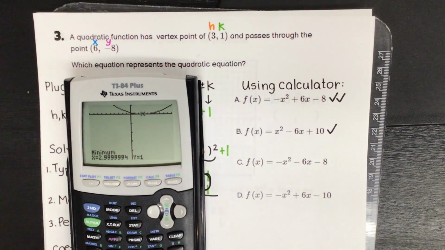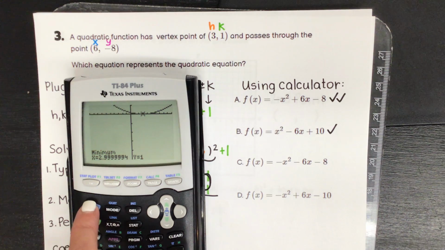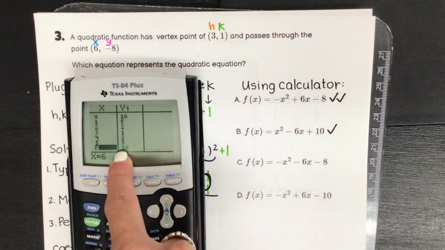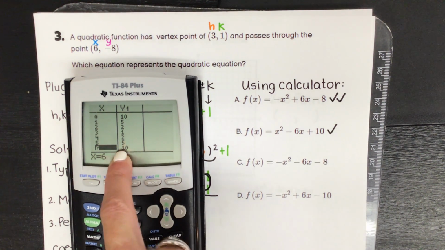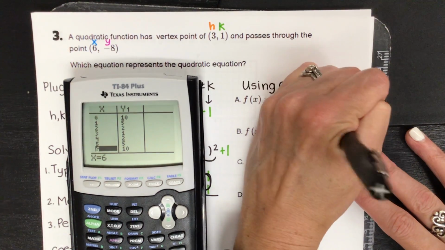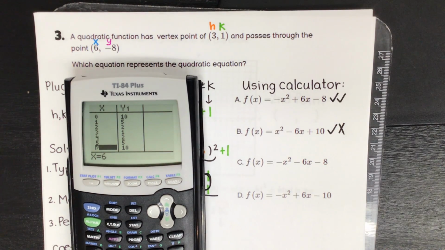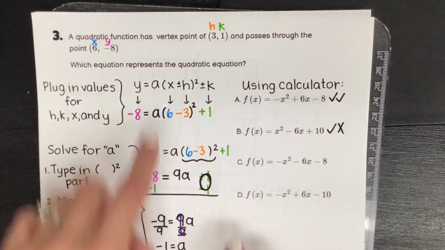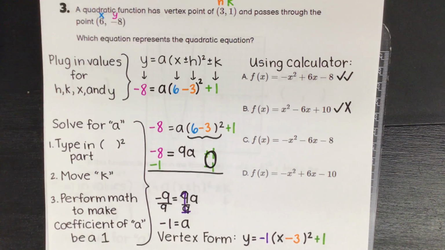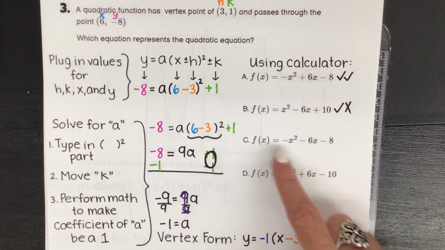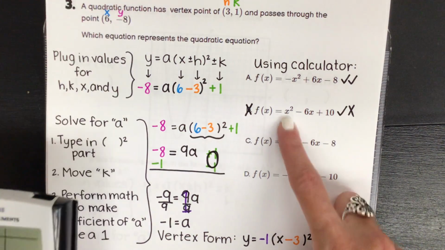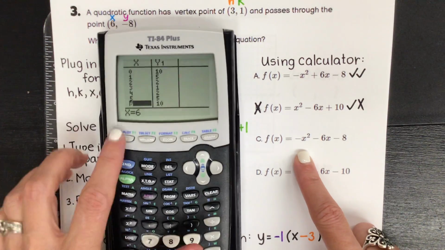So now what we're going to do, does it have point number 2? And remember, if you're going to check a specific ordered pair, you're going to go to the table. 6, and it has 10, not -8. So it does not have the second ordered pair. Another reason why I could eliminate B using my calculator is I know that my A coefficient, if you solve for it at first, has to be negative, so you can eliminate B because the A coefficient is not negative. Now we're going to check C and D very quickly.